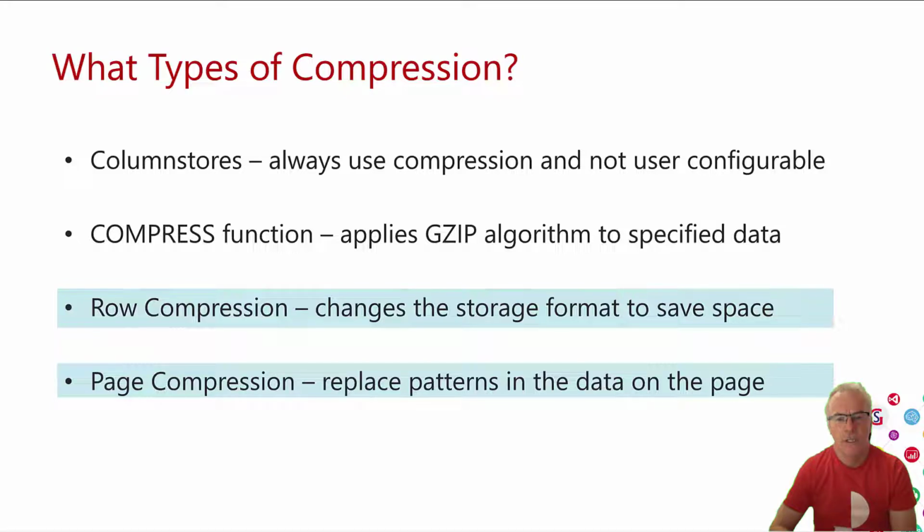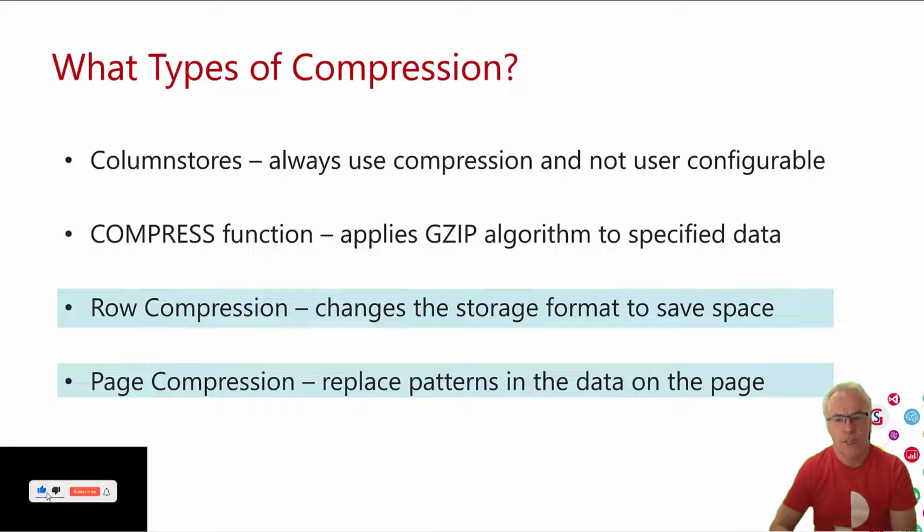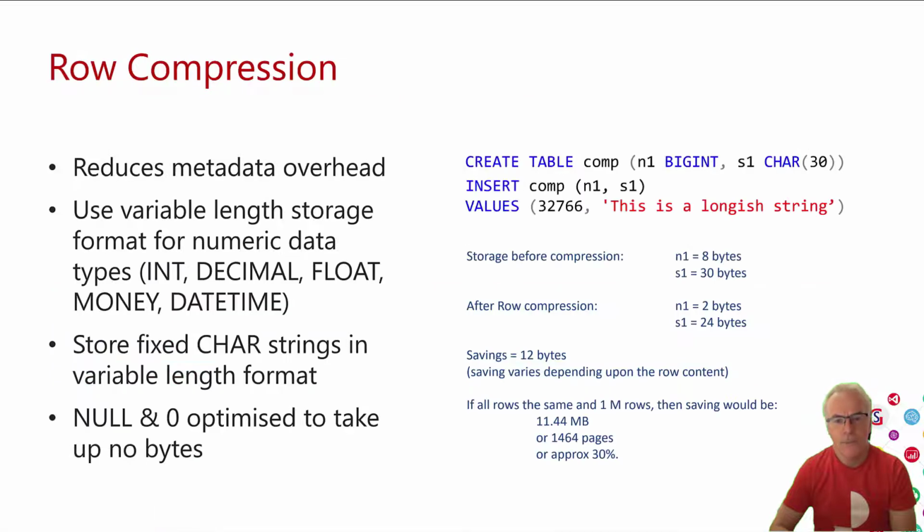Row compression changes the storage format, so it's quite simple changes in just the way the data is actually stored across the whole row, but that can lead to some savings. Page compression then does a replacement pattern across the data that's stored on the page. So it starts to look for repeated patterns, pulls those out, and stores a code for them instead. With row compression, anything that was fixed length storage will be switched and stored as variable length. Nulls and zeros are even better because they can be optimized to take up absolutely no space in the row.